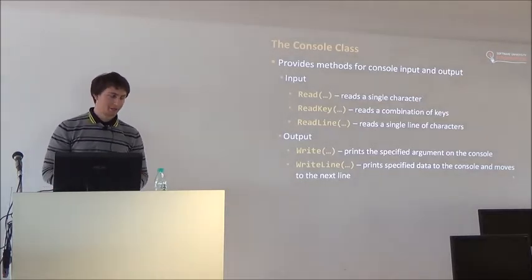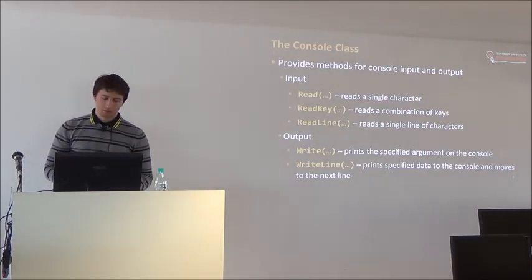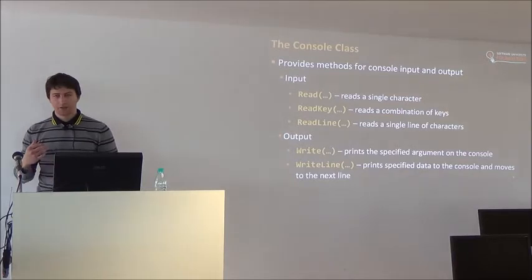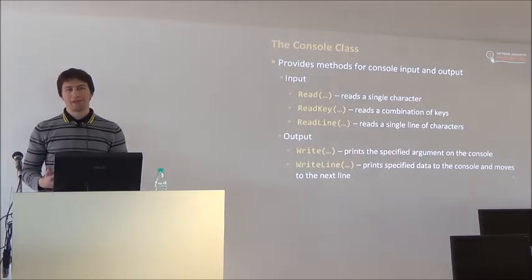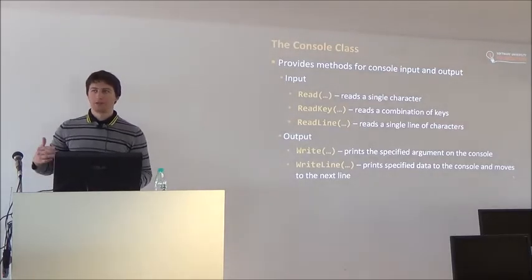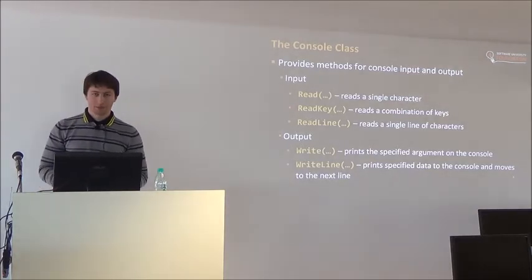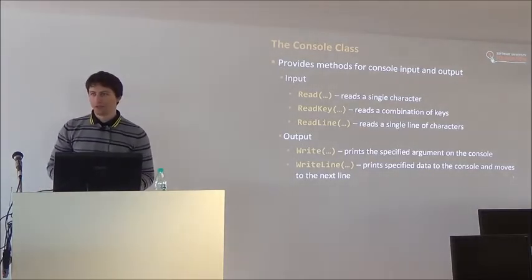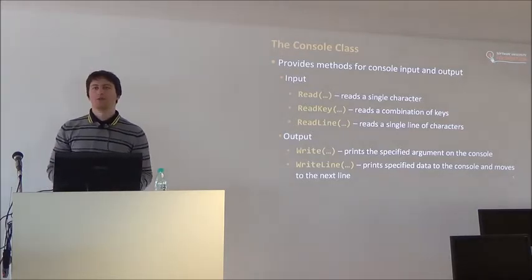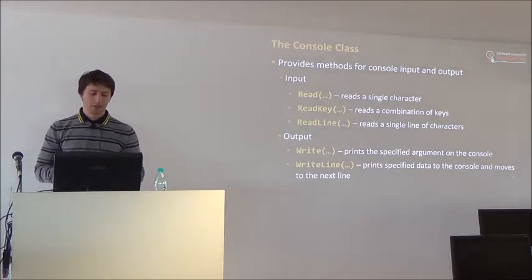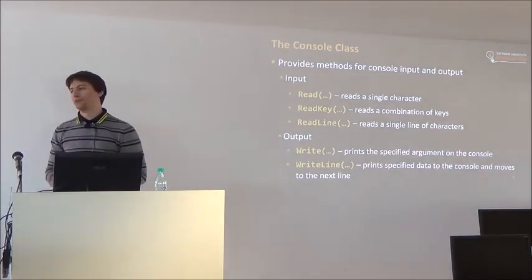If you'd like to print some output, there are obviously two ways to do that. Write, which doesn't end with a new line, and WriteLine, which is basically the same method as Write, but it puts a new line symbol at the end of the string that you input. So those two are completely equivalent, with the only difference that you get a new line at the end of WriteLine and you won't get a new line at the end of Write. You can get the behavior of WriteLine by just calling Write and adding a new line at the end.